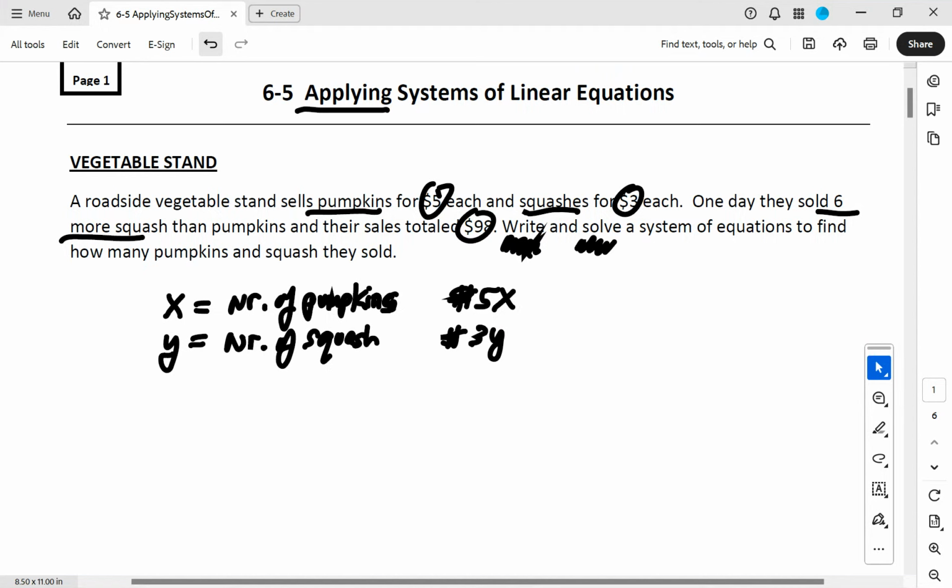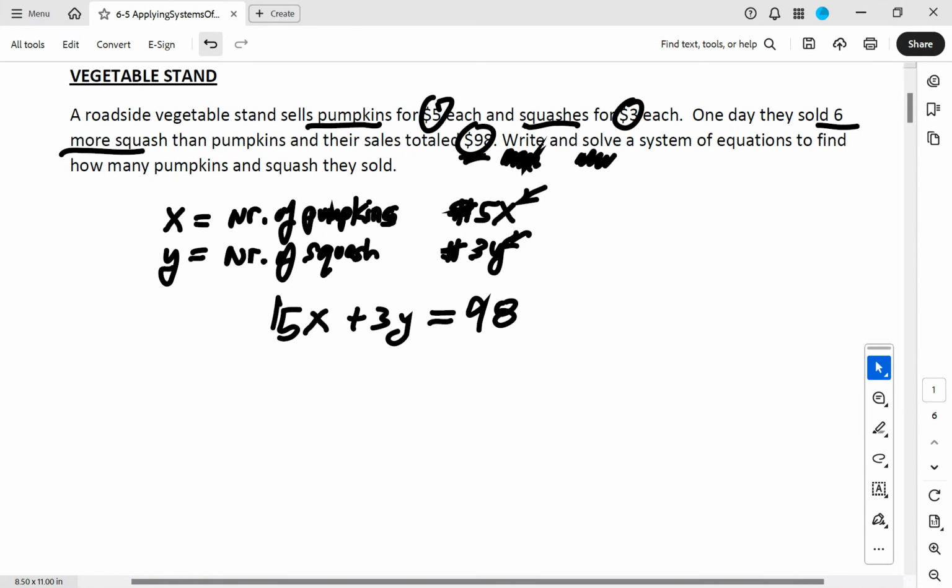And that's what helps with this part about $98. We got $98 from selling some pumpkins at $5 each and some squash at $3 each. So it's 5 times x plus 3 times y. That is the amount of money we got, which is $98. Ooh, cool. Okay, so we've got something to work with. We already have now one of the two equations.